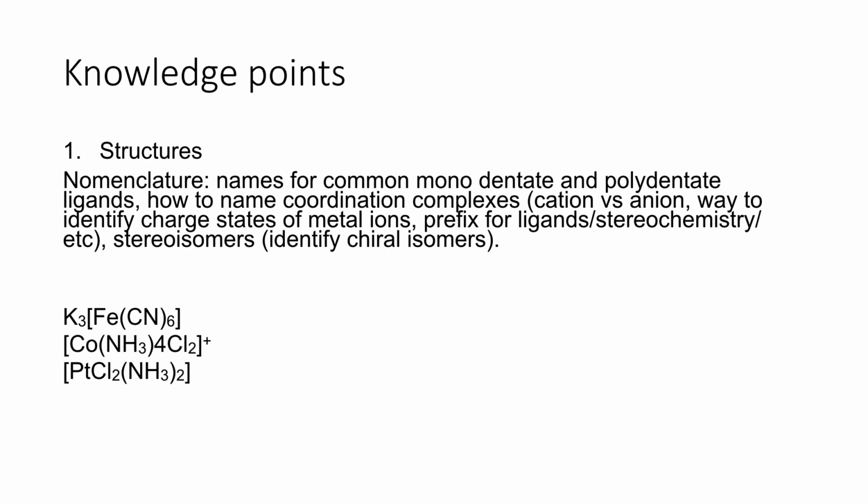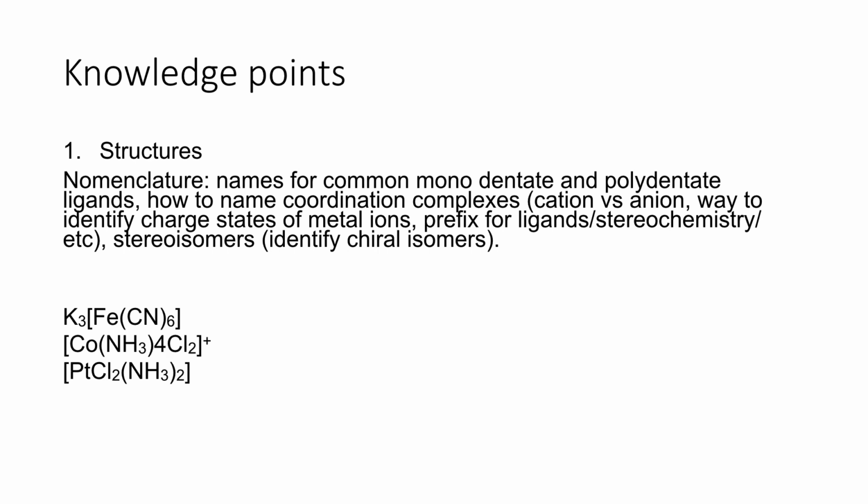In this part, the important things to know are the nomenclatures, how to name the common ligands, including monodentate ligands and polydentate ligands. This includes chloro, bromo, fluoro, aqua, amine, and the list of polydentate ligands that I showed in the lecture. On top of that, you should know how to name coordination complexes.